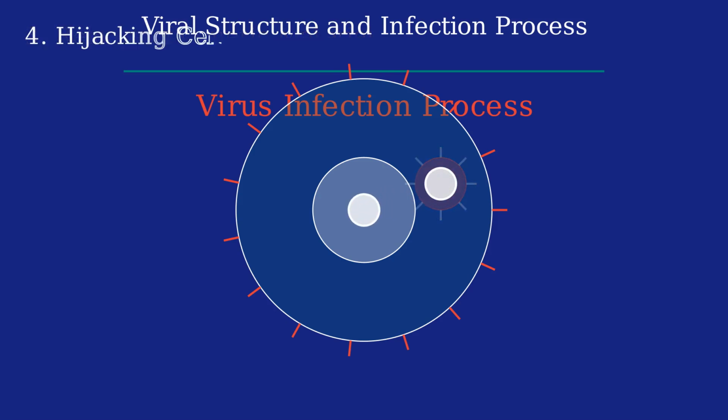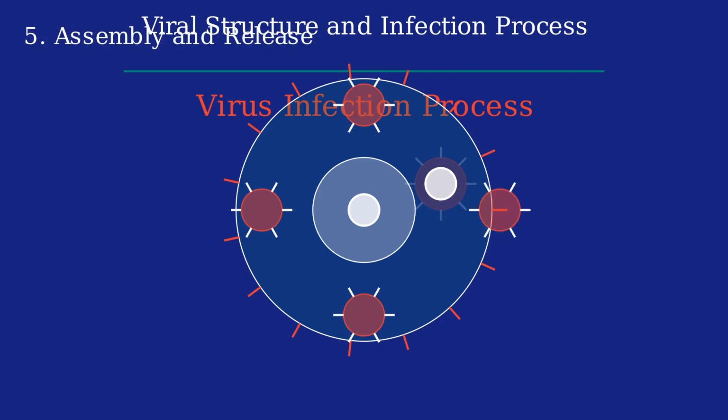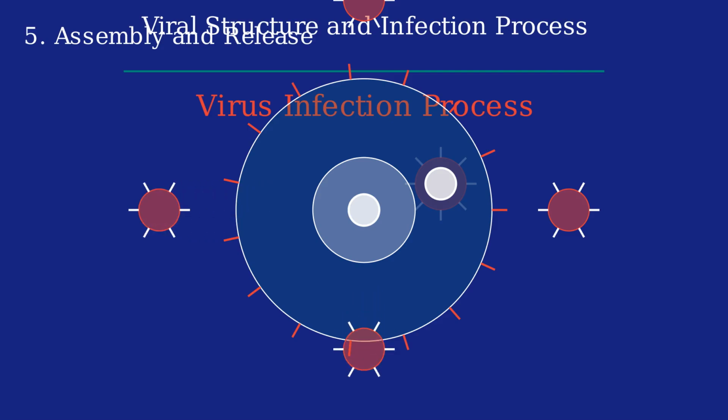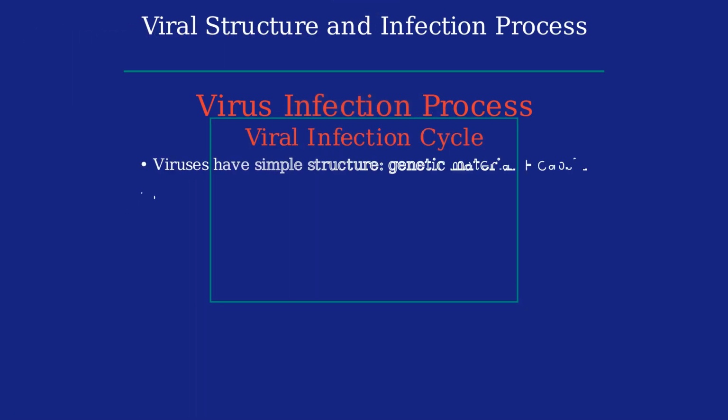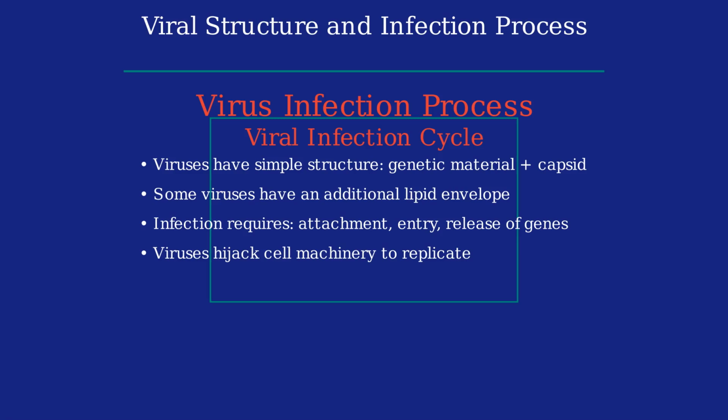The viral genetic material hijacks the cell's machinery to produce viral components and assemble new virus particles. Finally, the new viral components are assembled into complete virus particles that will be released to infect more cells. In summary, viruses are microscopic agents consisting of genetic material inside a protein capsid, sometimes with an envelope. They infect cells through a series of steps to replicate themselves.